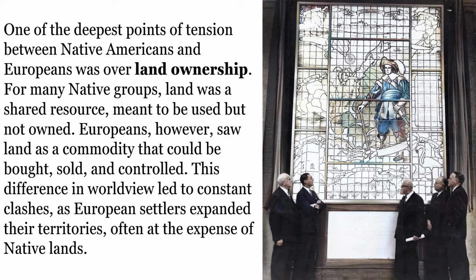One of the deepest points of tension between Native Americans and Europeans was over land ownership. For many Native groups, land was a shared resource, meant to be used but not owned. Europeans, however, saw land as a commodity that could be bought, sold, and controlled. This difference in worldview led to constant clashes as European settlers expanded their territories, often at the expense of native lands.